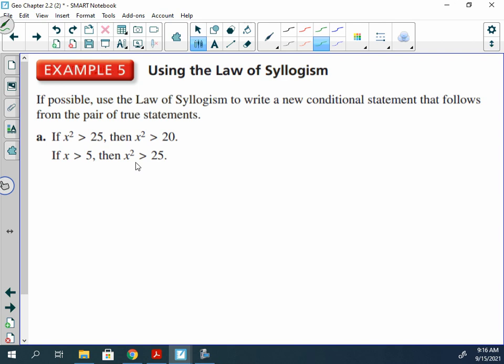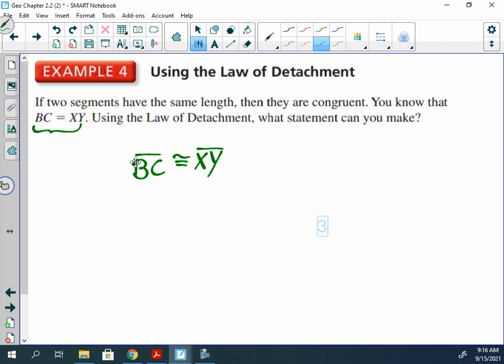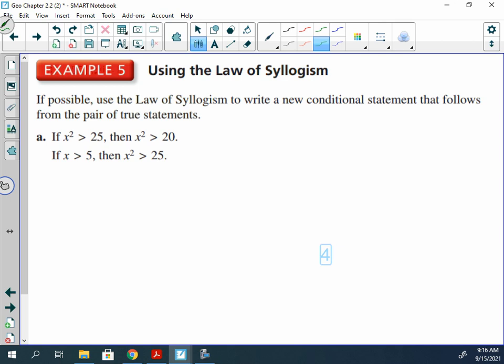Okay. So this other one here, because it told us the two segments are the same length, it made the hypothesis of the conditional statement true, then we can say its conclusion is also. But if they tell us the conclusion is true, we can't go the other direction. Okay?